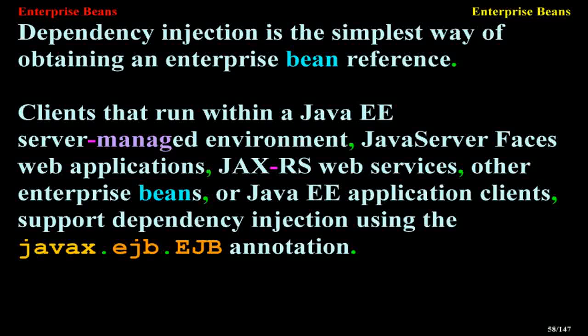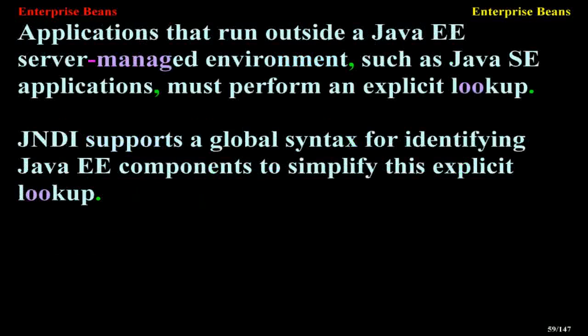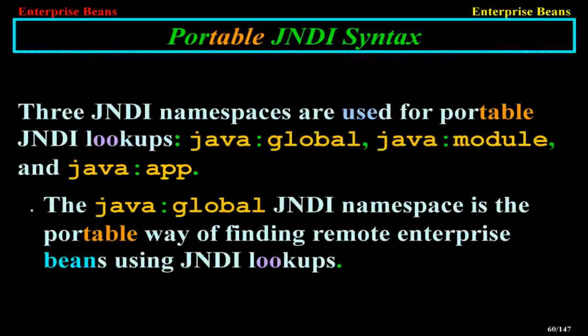EJB annotation applications that run outside a Java EE server managed environment, such as Java SE applications, must perform an explicit lookup. JNDI supports a global syntax for identifying Java EE components to simplify this explicit lookup. Portable JNDI syntax. Three JNDI namespaces are used for portable JNDI lookups: java:global, java:module, and java:app. The java:global JNDI namespace is the portable way of finding remote enterprise beans using JNDI lookups.